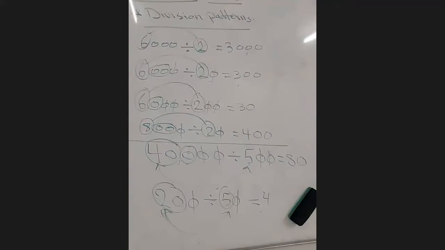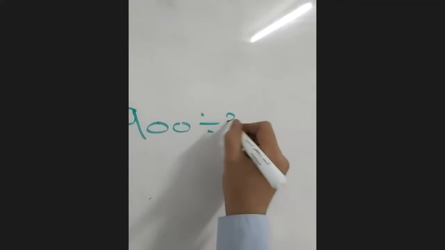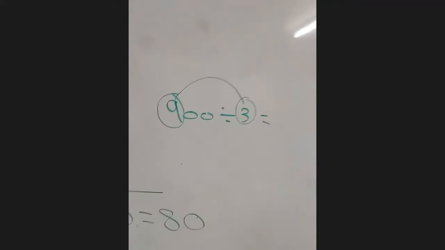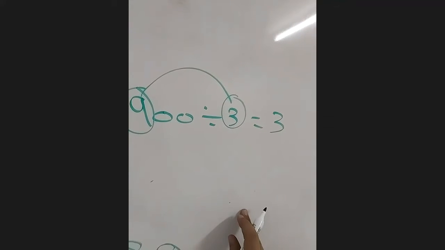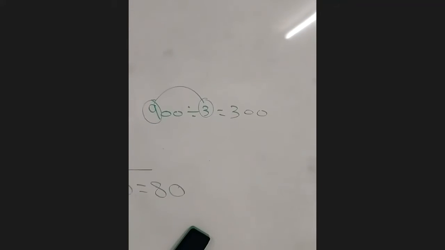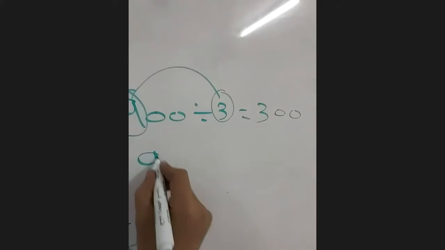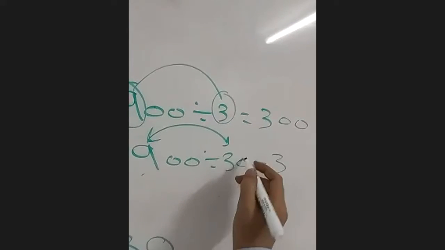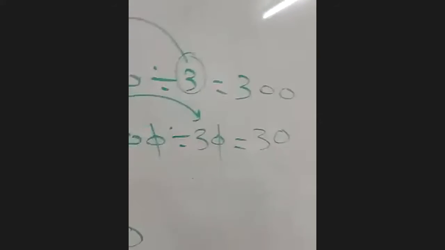Ziad. Mister, if we have 900 divided by 3, what will we do? First, can the 9 divide by 3? Yes, 3. Do we have zeros here to cross? No. So we still have two zeros. But look, 9 divided by 30. 9 divided by 3 is 3. We have 1 zero here, right? We cross it and cross one from here. How many zeros are left? Zero, so the answer is 30.